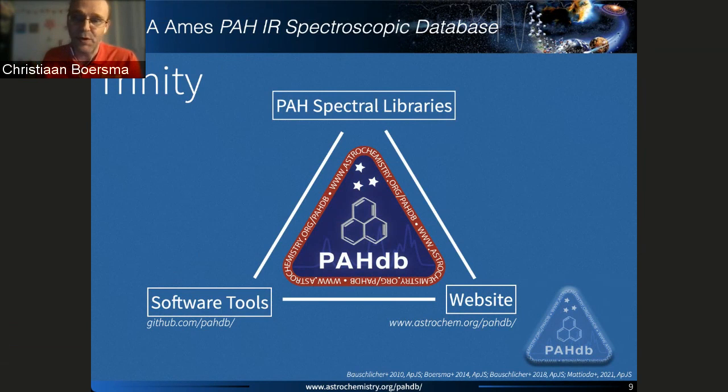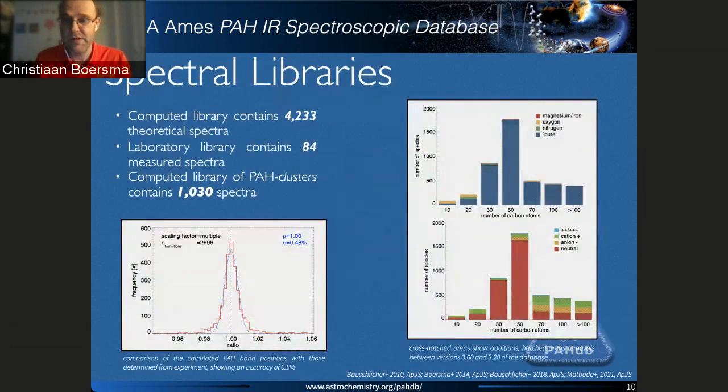Next, let's go briefly over each of these PAHdb pillars. The latest version of PAHdb's library of computed spectra contains some 4,223 spectra. That's quite a lot. Of the laboratory spectra, there are 84, and the recently added library of PAH cluster spectra has some 1,030.